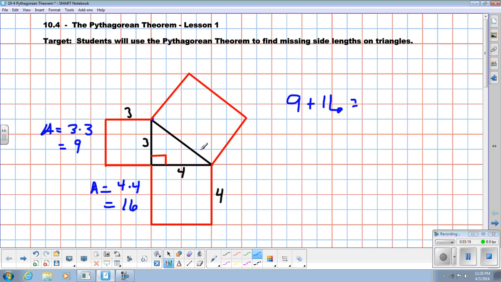Now, actually, since there are three sides of a triangle, they're always labeled A, B, and this would be side C. So then he said that that equaled C squared. And what he did is added 9 plus 16 together and got 25, and that equals c squared. Well, if I want to figure out what number times itself equals an answer, we do the square root. So Pythagoras did the square root of 25.